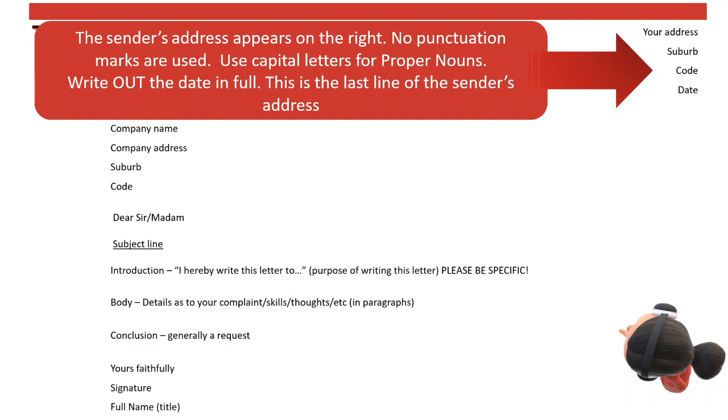We use capital letters for proper nouns, in other words, the name of the street, suburb, and city, and we write the date out in full: day, month, and year. In English, we write the number of the street address first, and then the name of the street. Street must also be written with a capital letter. If you live in Schoeman Street, for example, the words Schoeman and street are two separate words.